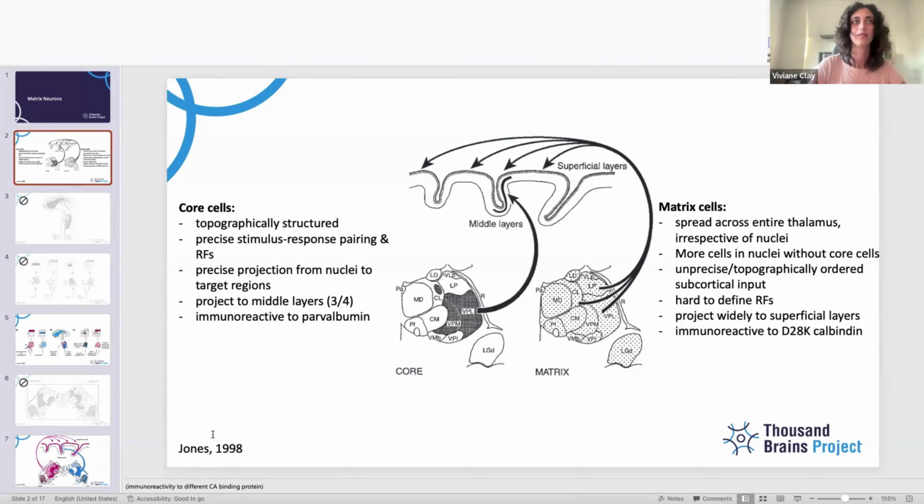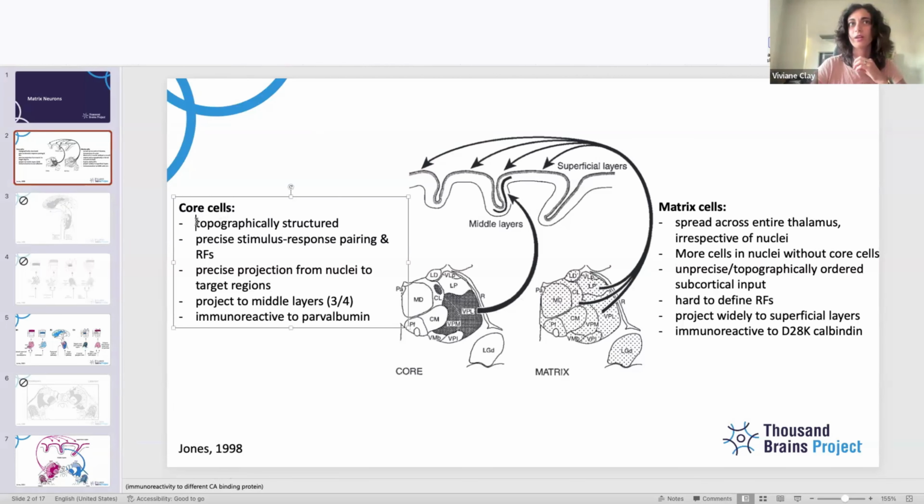Basically, one of the big papers first proposing this was from Jones in 1998, where he divides the neurons in the thalamus into two broad categories.